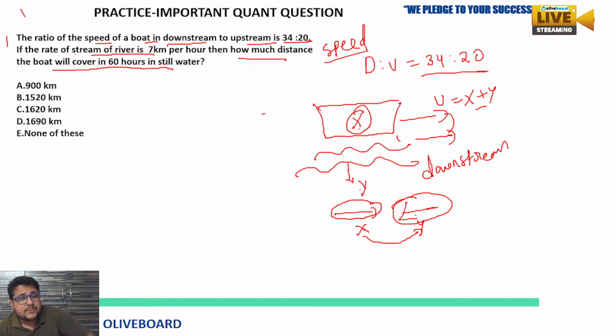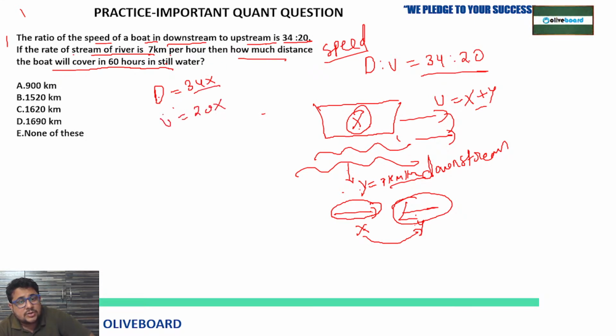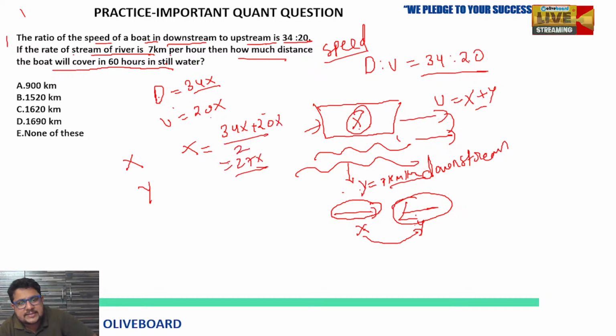Now I told you, okay. If the rate of stream of the river is 7 km per hour, now they have given us the rate of stream, means y is given, that is 7 km per hour. And we know the ratio of downstream and upstream. So we can imagine that the speed in downstream is 34x and in upstream is 20x. So how can you calculate the speed of boat and speed of stream by this? x will be equal to downstream plus upstream by 2, which will give you the speed of boat. So 34x plus 20x by 2. So 27x is the speed of boat. Okay.